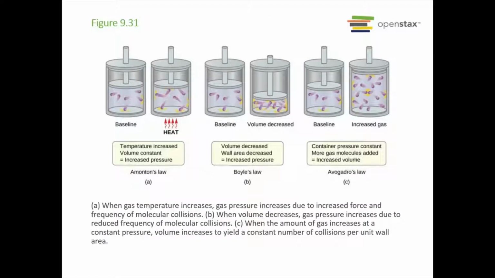So here's just some pictures showing this. A is for Amontons's law: increasing the temperature and keeping volume constant is going to increase the pressure, because now these molecules are moving faster. B is looking at Boyle's law. We're decreasing the volume, so now there's less wall area. That means these particles are going to be hitting the sides more often, increasing pressure.